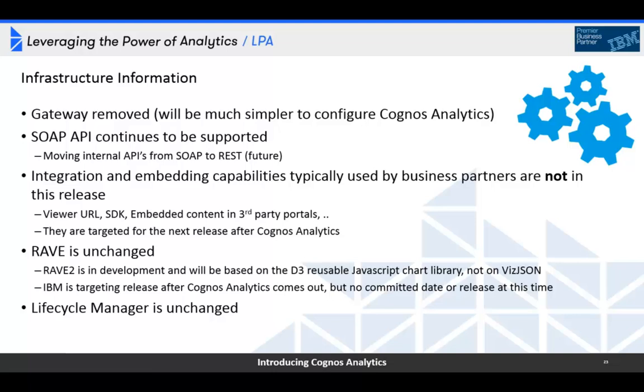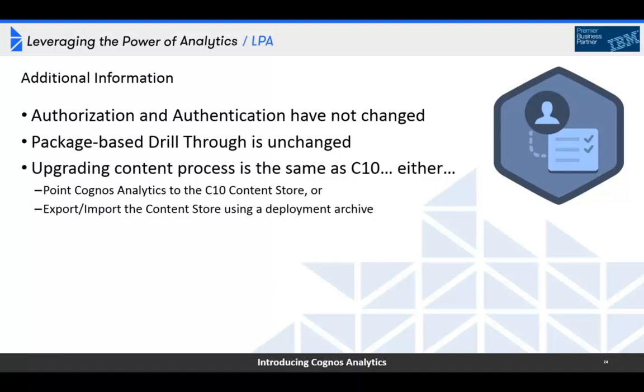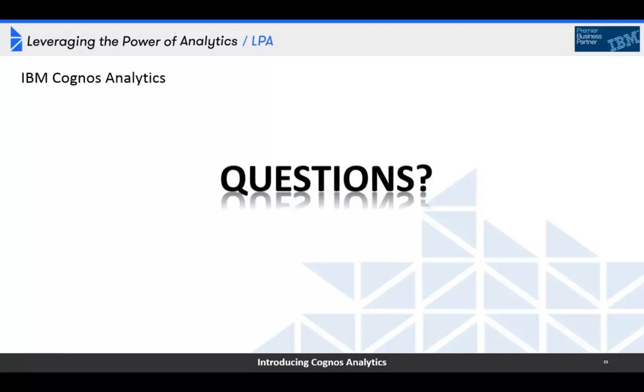So infrastructure things, the gateway, like I mentioned earlier, is removed. Rave for visualizations is exactly the same. Lifecycle Manager is exactly the same. How you log in and authenticate, how you do security is exactly the same, and how you upgrade in terms of the options for upgrading is the same as upgrading from 10.